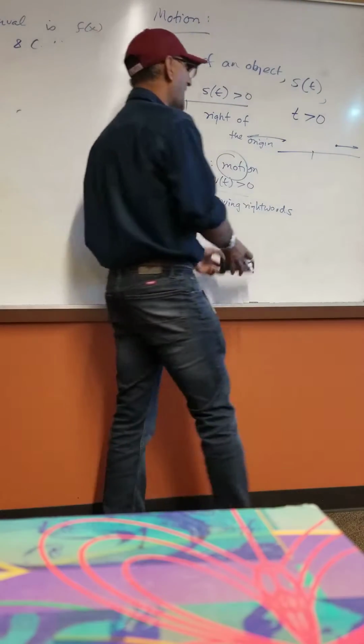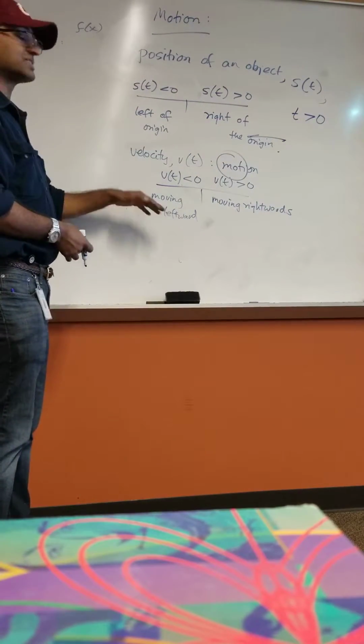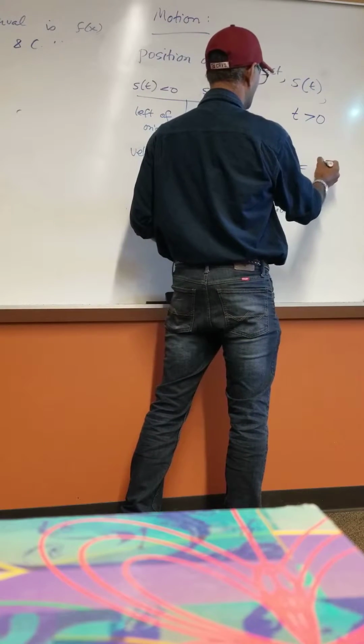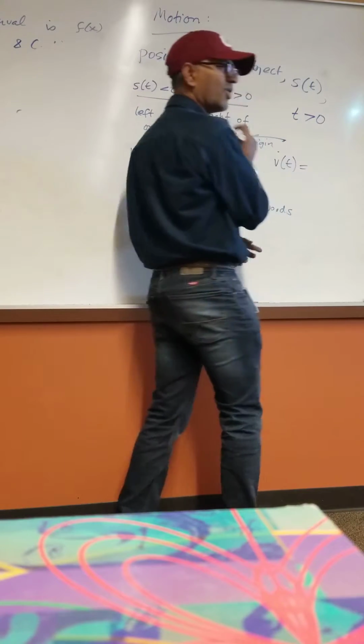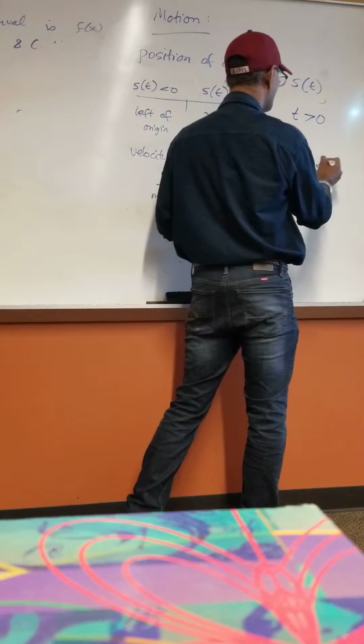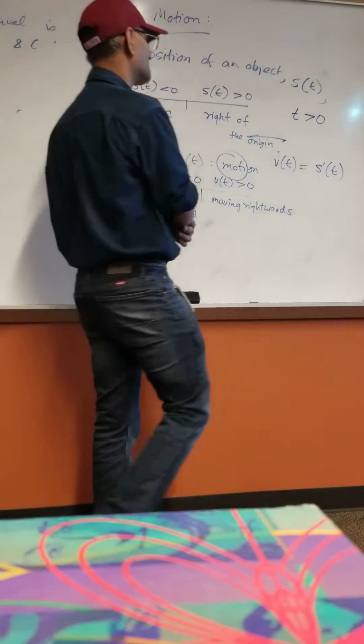Now here's the definition of velocity. Velocity is defined as the rate of change of position. In simple language, what does that word rate mean? Derivative, thank you. So velocity is defined as the rate of change of position. Put that in a box.